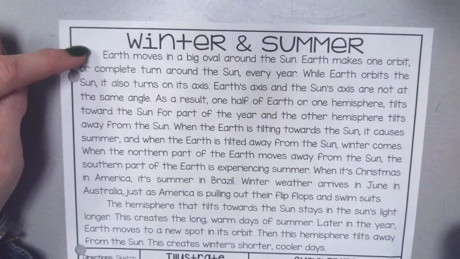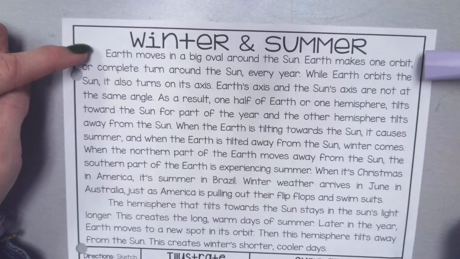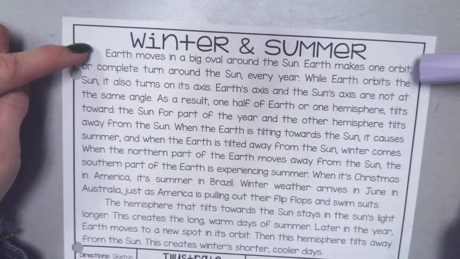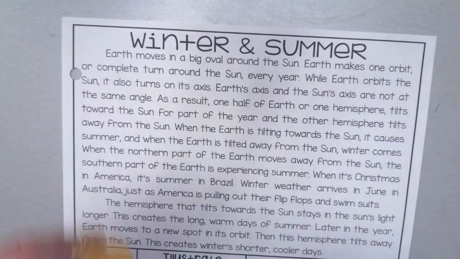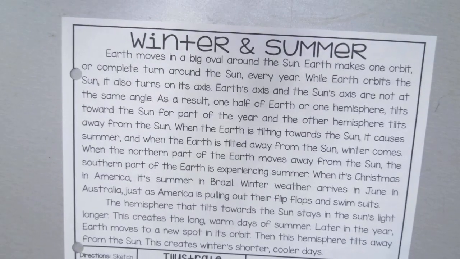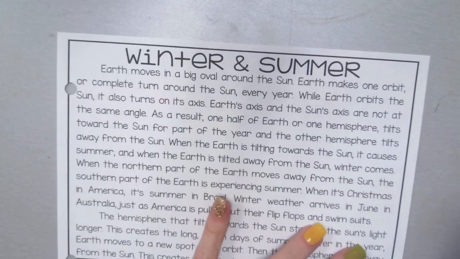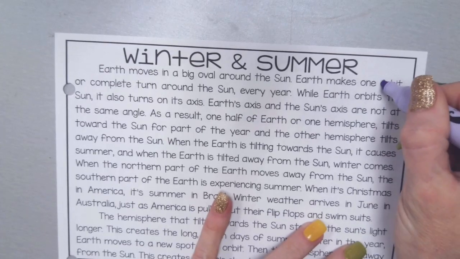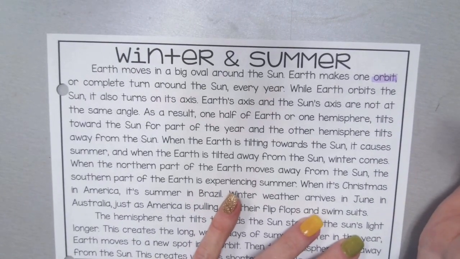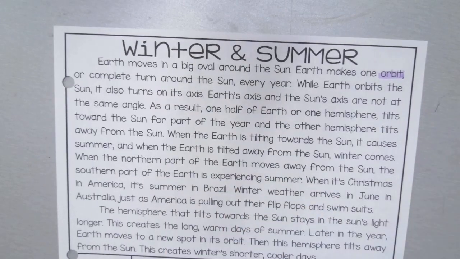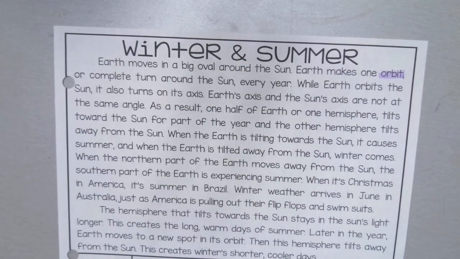Earth moves in a big oval around the sun. Earth makes one orbit, or complete turn around the sun, every year. Please either highlight or underline that word. Orbit.